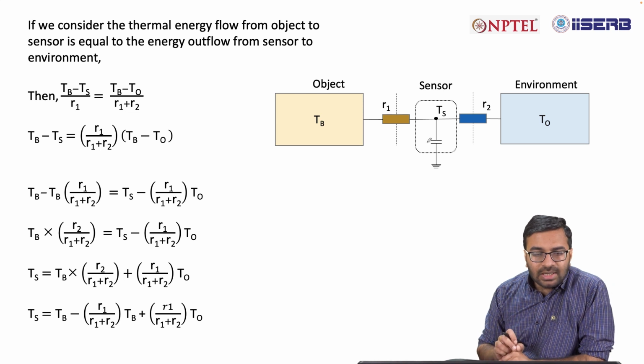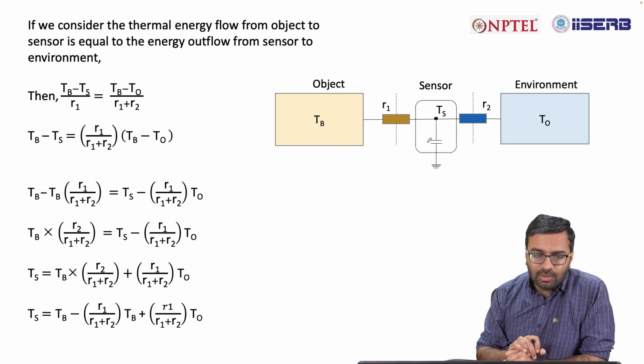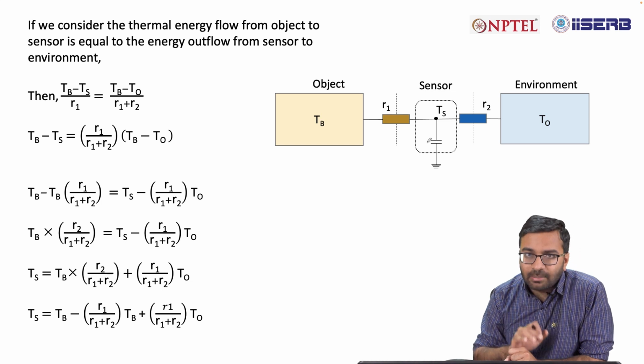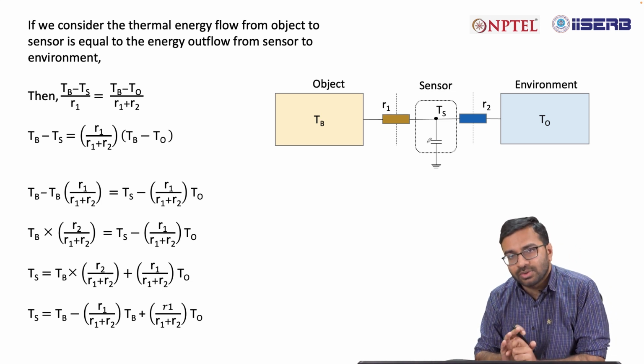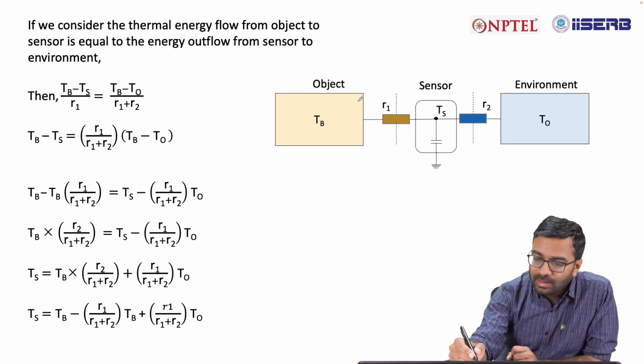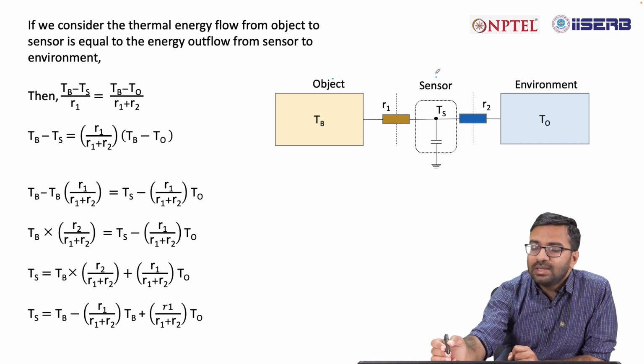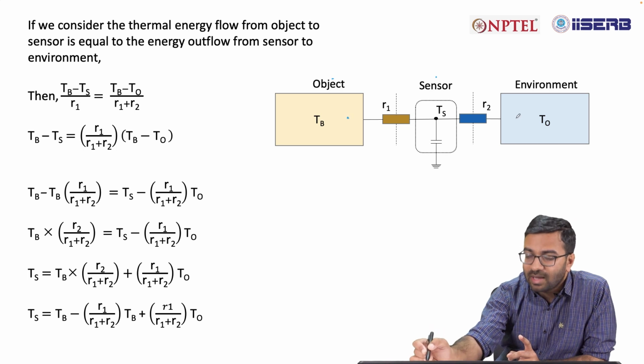Now, if we consider that the thermal energy flow from object to sensor is equal to the energy outflow from sensor to environment, which in ideal case is possible. So what we are considering in this case, the thermal energy that is passing from object to sensor is same as the outflow between object and environment.